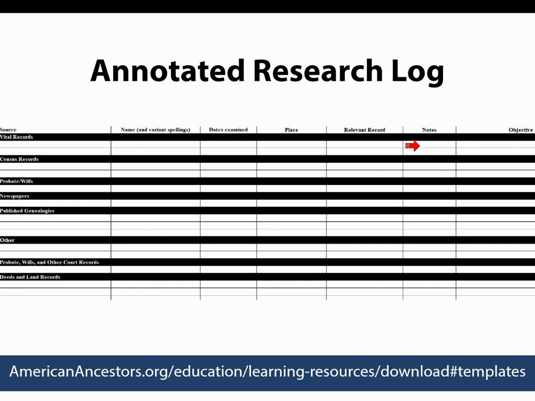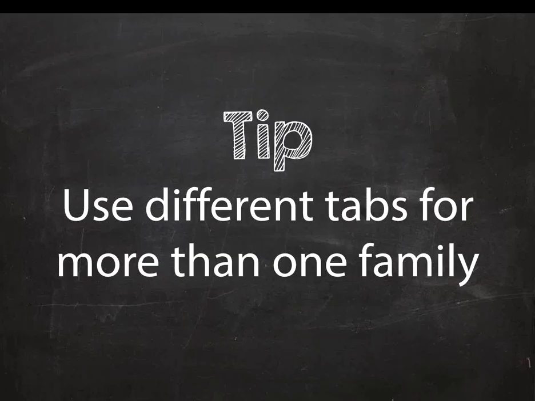A nice part of the annotated research log is that it allows you so much flexibility. You can create as many columns as you like and as many rows as you like. I think within reason, but I'm sure that it's probably around 1 million that it would allow. So just keep in mind that you always have flexibility whenever you're working on this particular research log. So I want you to fill all of that out for your particular ancestor. And when we're moving forward, you should be using different tabs for more than one family.